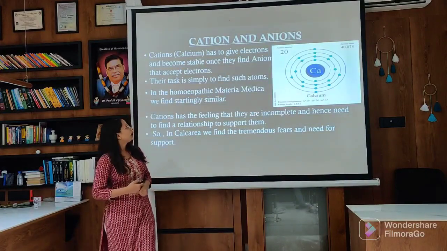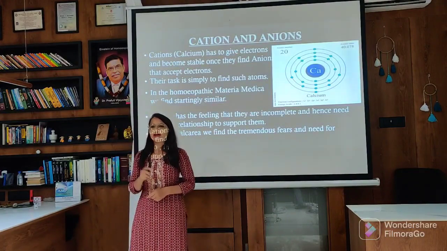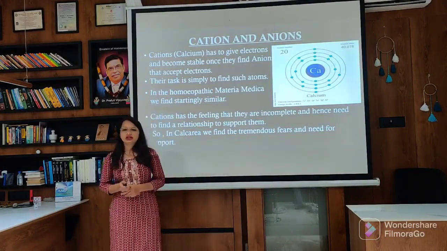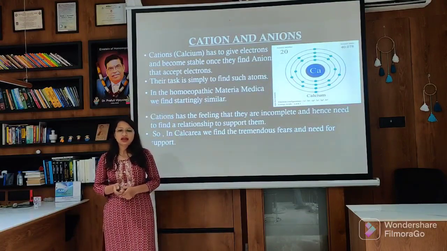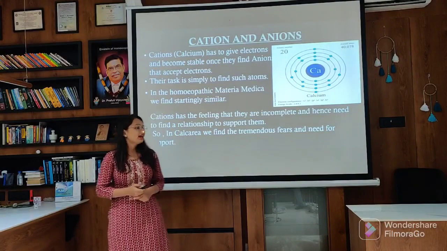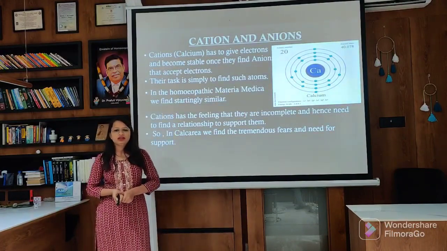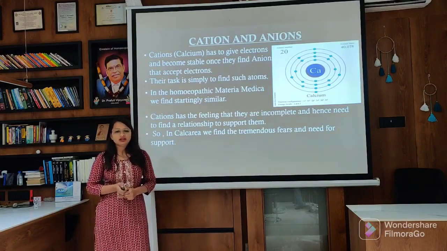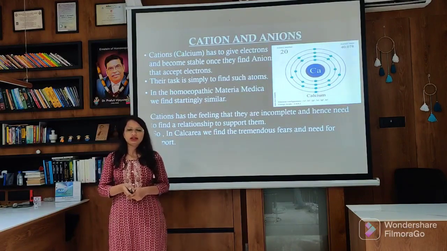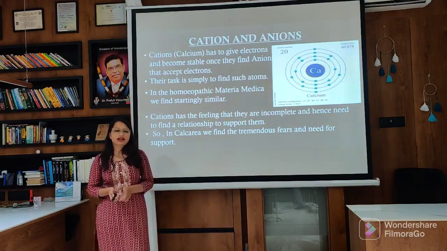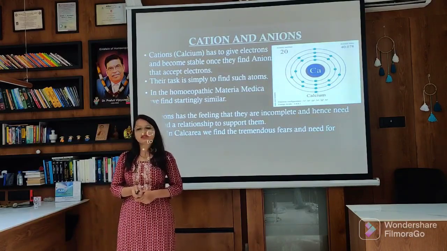Cation and anion. A cation gives electrons. Calcium has two electrons in the outer layer. So the cation gives electrons and becomes stable. Once they find an anion, they accept the electron. The task is simplified to finding an atom. In homoeopathic Materia Medica, we find similar things. The cation has the feeling that it is incomplete, they need a relationship to support them. Calcium has the same feeling, that they have tremendous fear, they need support.